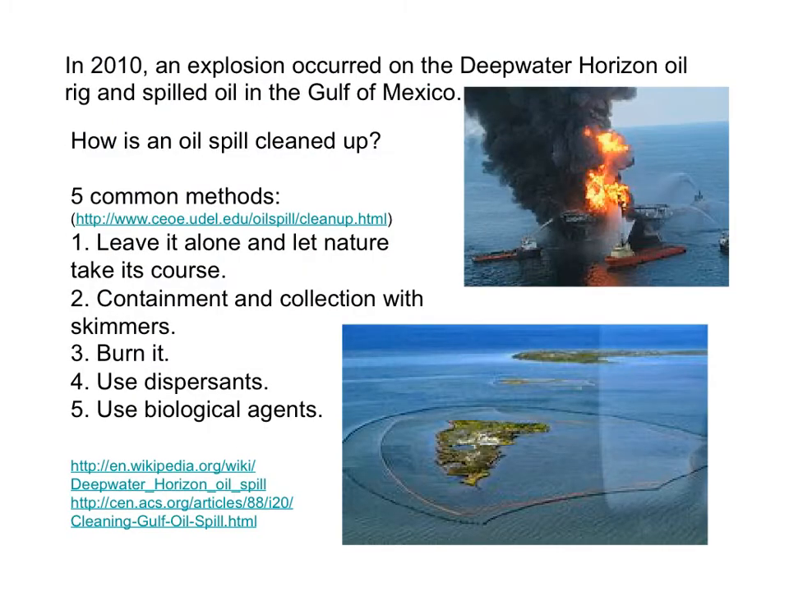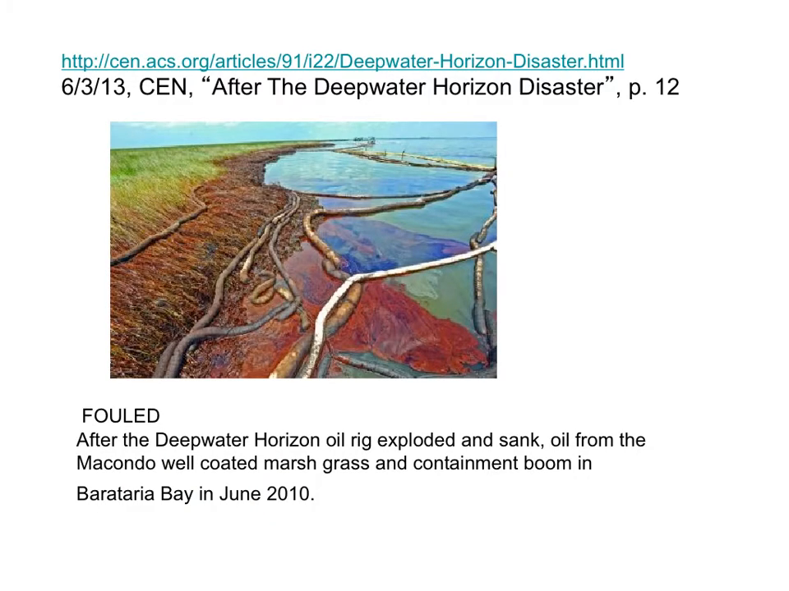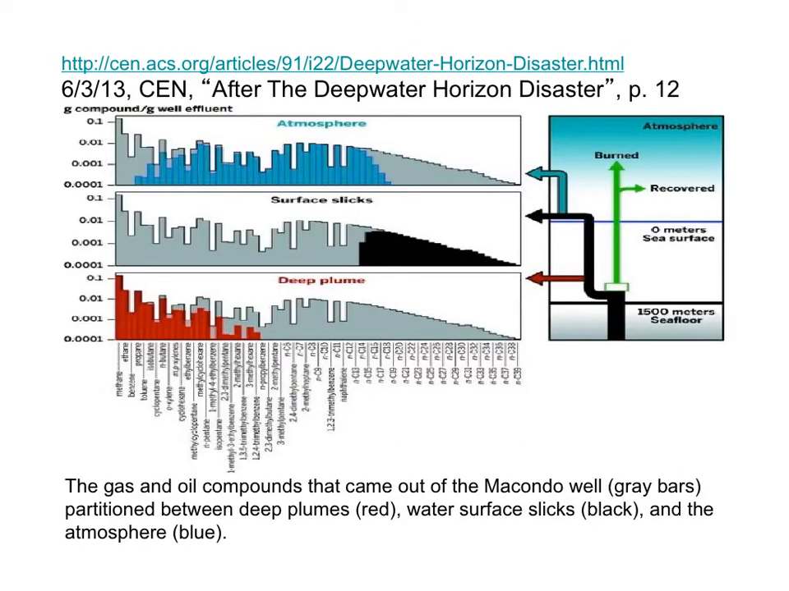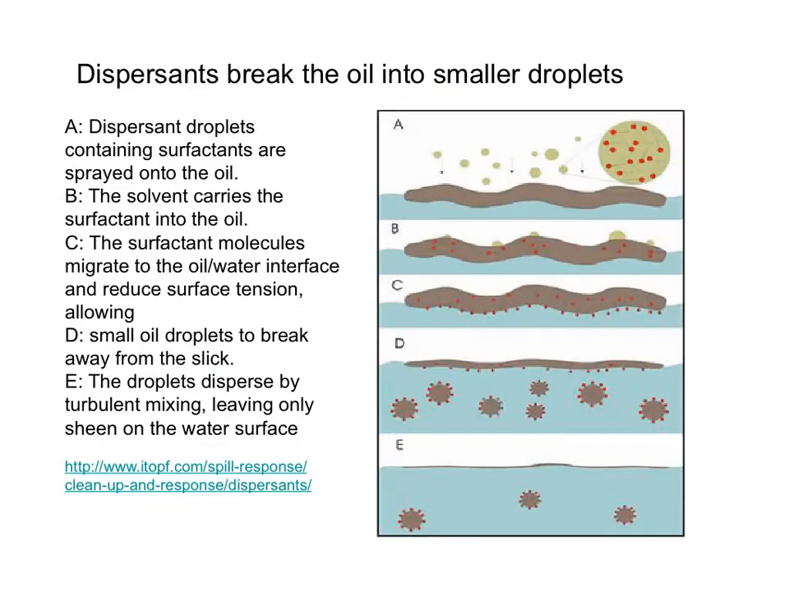A greasy stain, that is an oil spill, stained the Gulf of Mexico in 2010. Five common methods were used to clean up the stain. The oil spill stained marsh grass along a large part of the coastline along the Gulf of Mexico. The oil was spread beneath the surface of the Gulf of Mexico, on the surface, and above the surface.